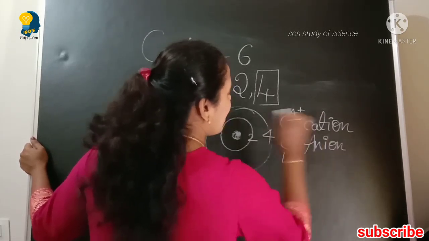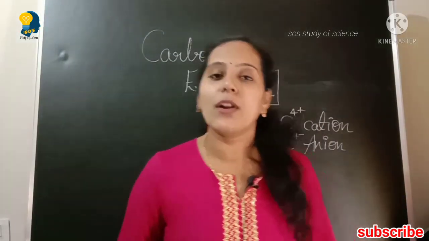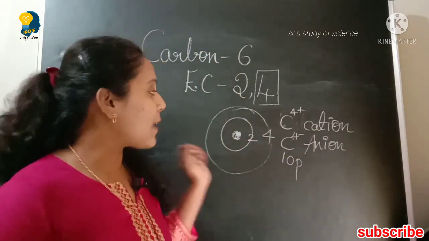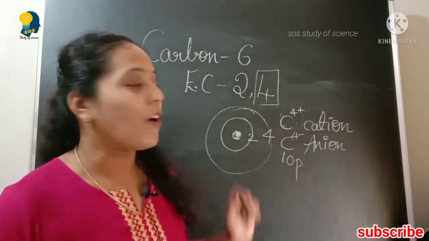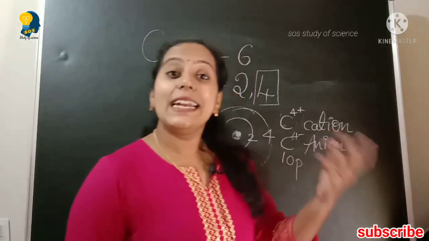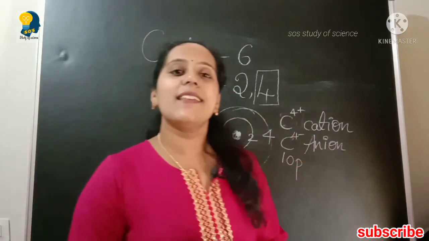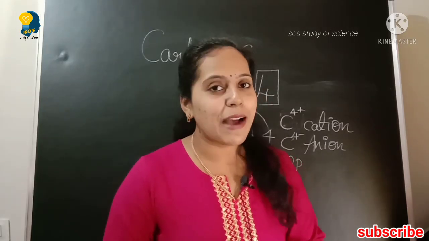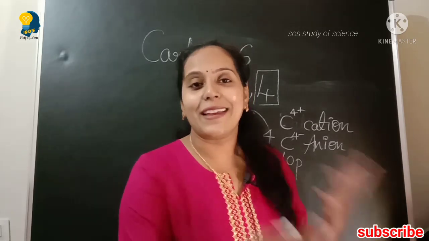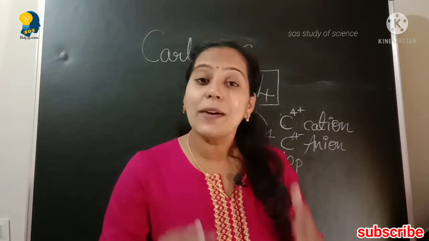Very importantly, they will ask in the examination why carbon cannot form a C4+ cation or C4- anion. It is because it is difficult for the nucleus of carbon to lose 4 electrons, so it cannot form a C4+ cation. Similarly, it is difficult for the nucleus of carbon to hold 10 protons, so carbon cannot form a C4- anion. Okay, so now carbon is neither losing nor gaining electrons. Then how does it make bonds with other atoms? You must know that.